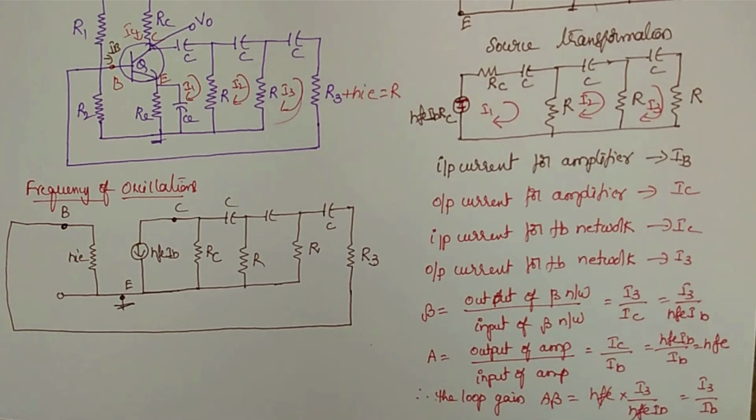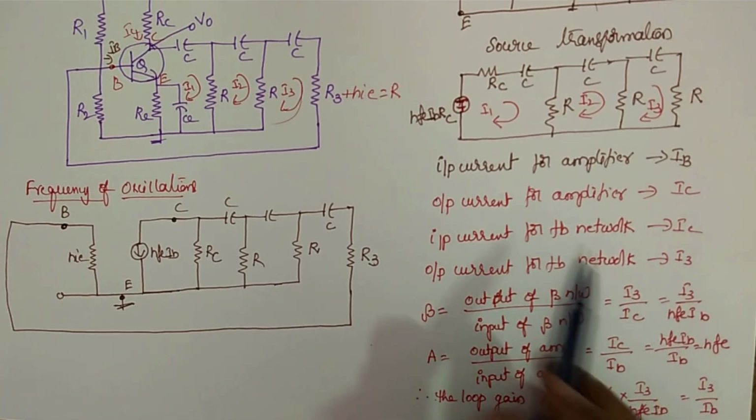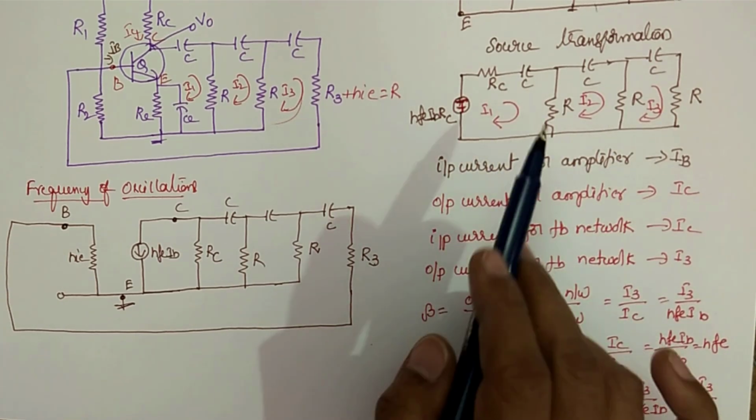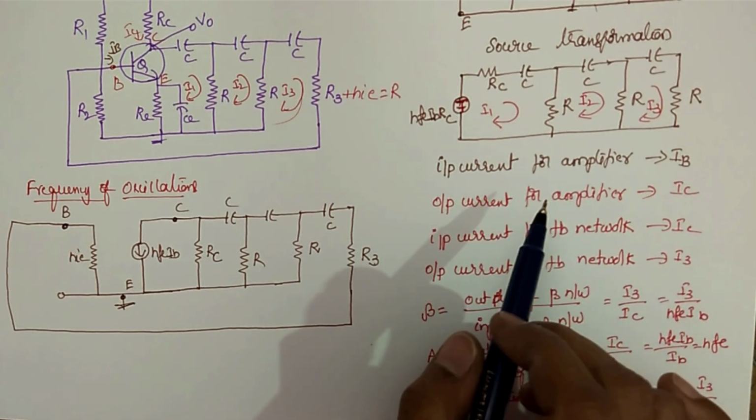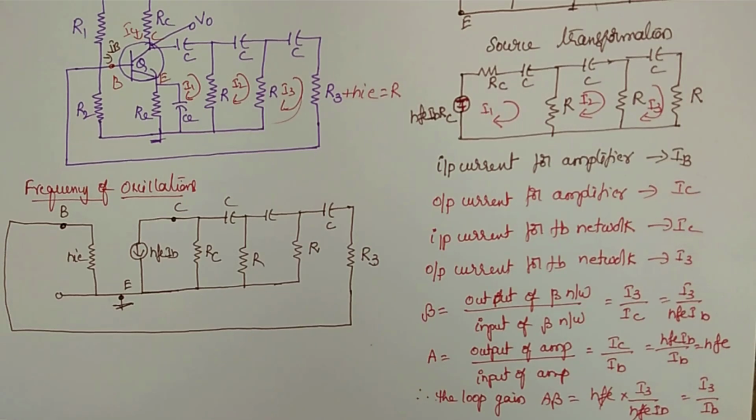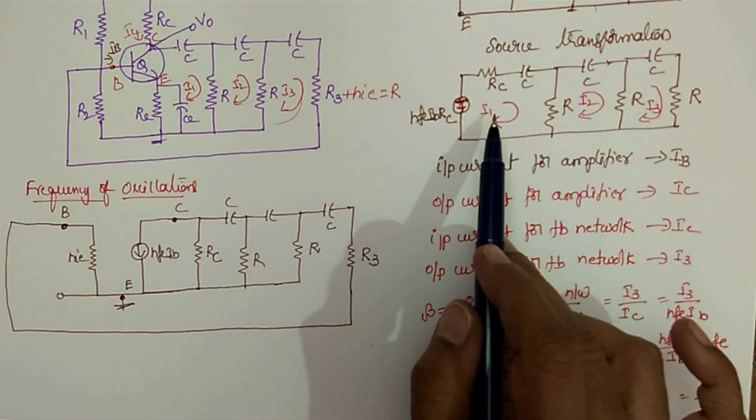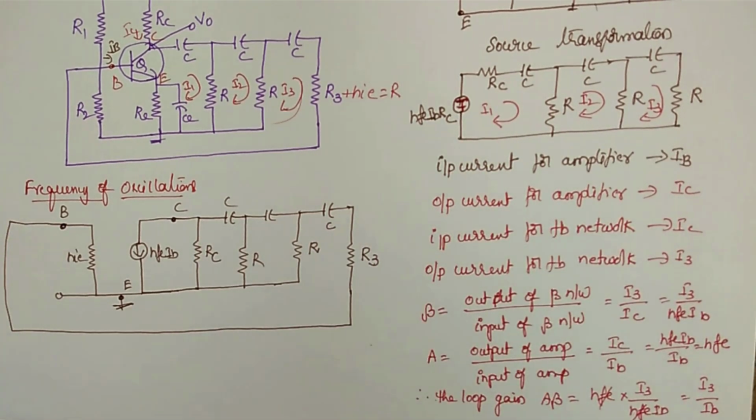But to find A beta we need I3 and IB. IB is the circuit current, no problem. But I3 you have to find by using this circuit. Okay. So now how to find I3? Now I am going for Cramer's rule. So for that, first you have to write the loop equations for this circuit.